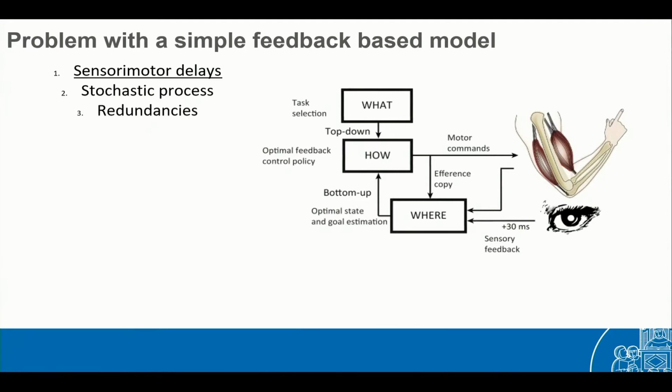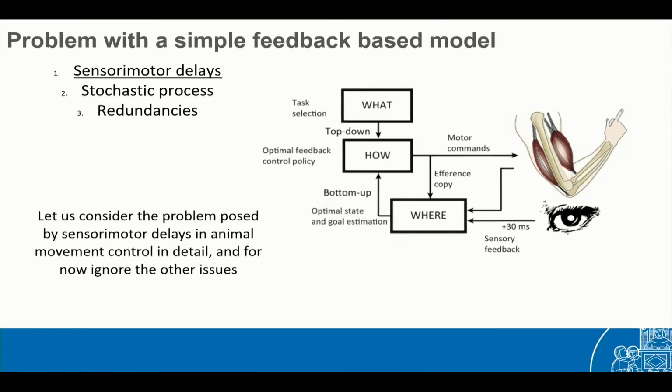So this is the control scheme proposed by Todorov, starting from a task selection where we say what we want to achieve. There is this closed-loop control which is used in order to make the eye or the arm reach a fixed point, and he modeled this using optimal feedback control policies because, for example, this allows to overcome problems like the delays or the redundancies that you can have in the system.